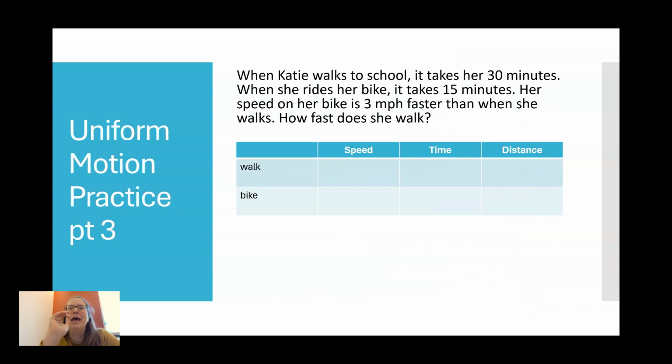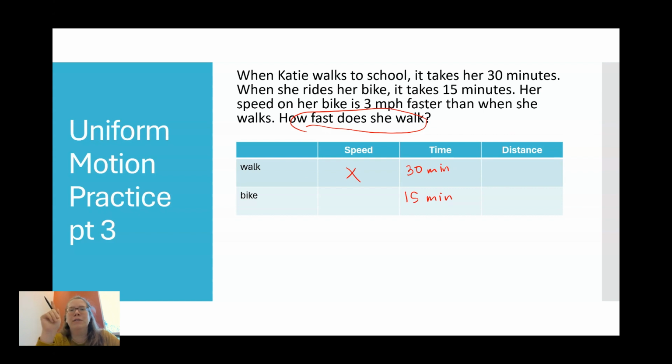It's fine. When Katie walks to school, it takes her 30 minutes. And when she rides her bike, it takes 15 minutes. Her speed on her bike is 3 miles per hour faster than when she walks. How fast does she walk? That's what we're looking for. So I'm going to put my X right here for how fast does she walk.